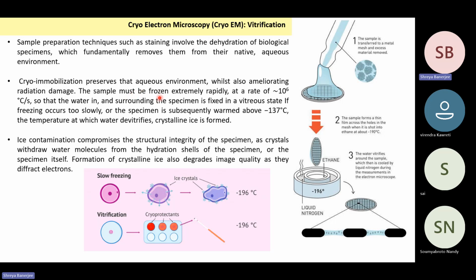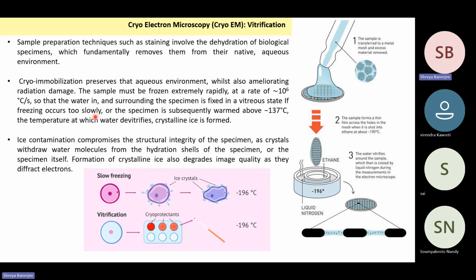So how this is done: the sample must be frozen very rapidly, at a rate of around 10 to the power 6 degrees Celsius per second, so that the water in and surrounding the specimen is fixed in a vitreous state. That means, imagine this is a cell with water around it. If you freeze it at this fast a rate, 10 to the power 6 degrees Celsius per second, then the water will freeze in the orientation such that the cell structure or the protein structure is maintained.